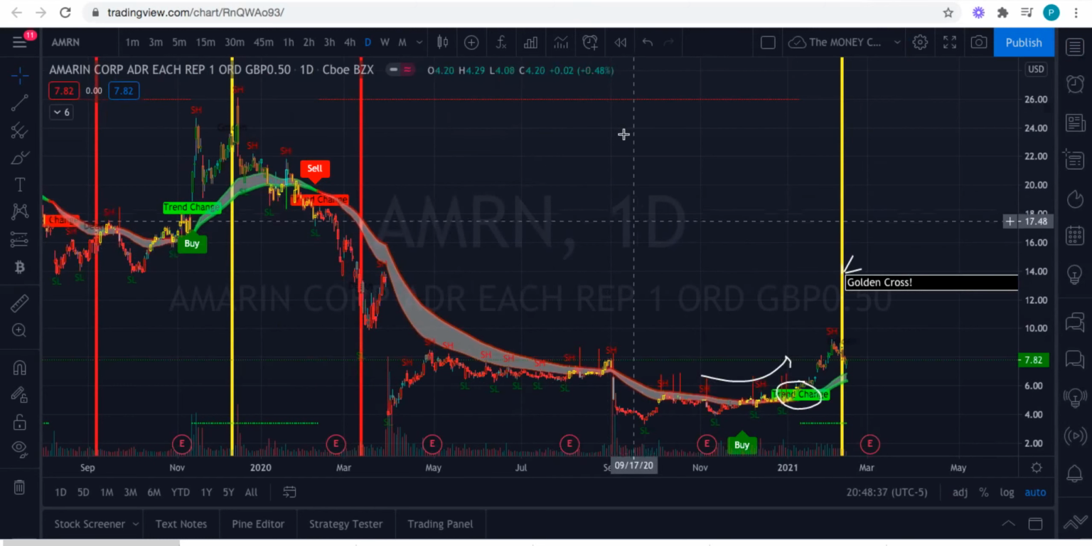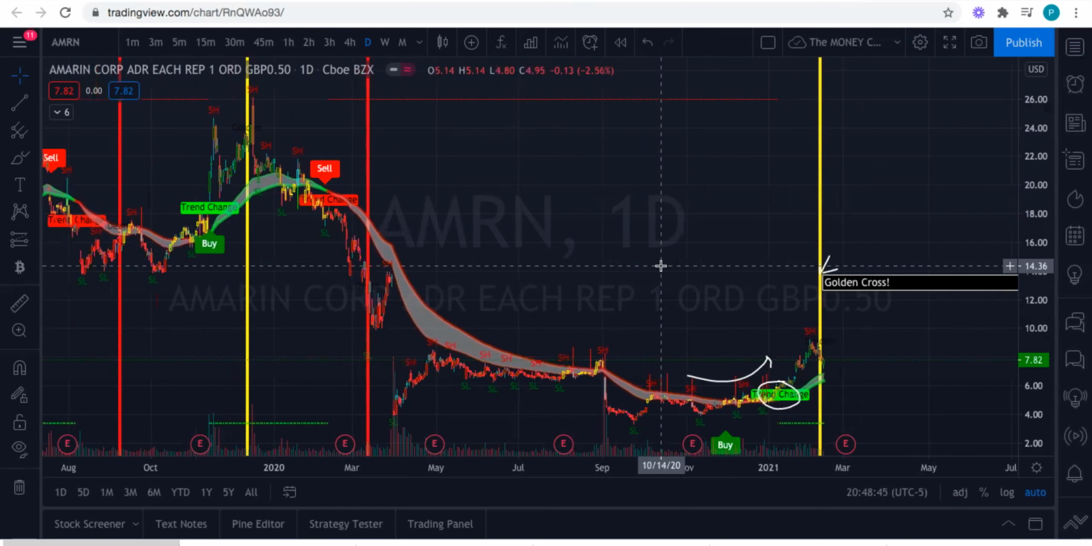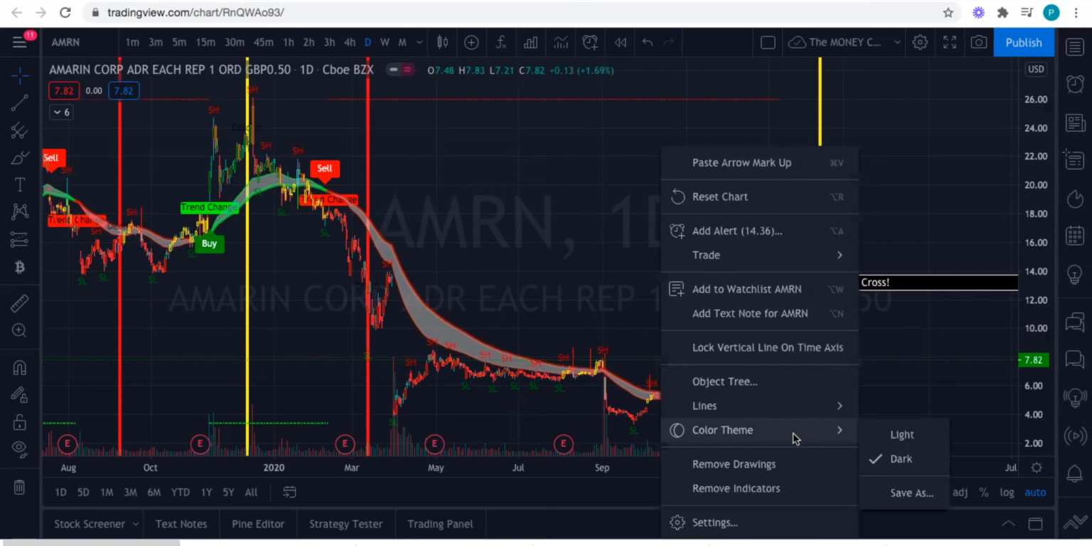Now, I have mine in night mode, and the reason I like mine in night mode, obviously, is just because it's easier to see. The way you do that, if you have an Apple, is you hit Control, Command, click. It'll bring you up to this, and you go to Color Theme and click Dark. And that'll make this dark here.